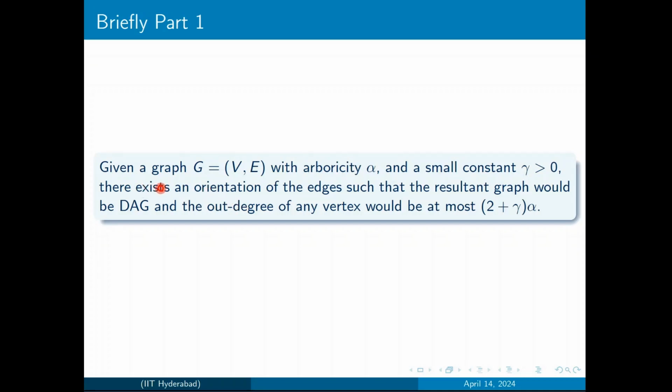The takeaway from the first part is that given a graph G with arboricity alpha and a small constant gamma, there exists an orientation. We can always give an orientation to all the edges such that the resultant graph would be a DAG and the out degree of any vertex would be at most (2 + gamma) times alpha.